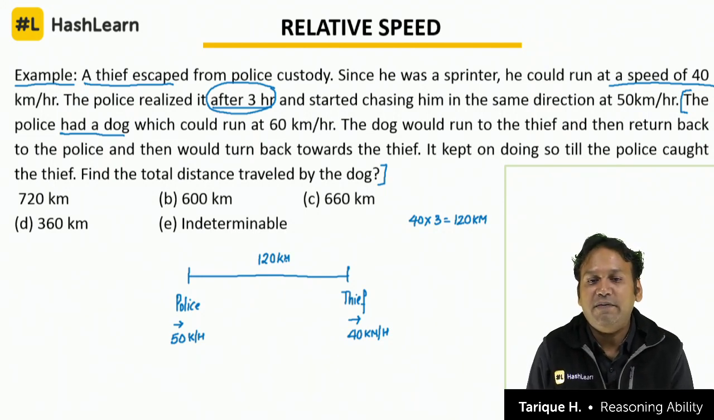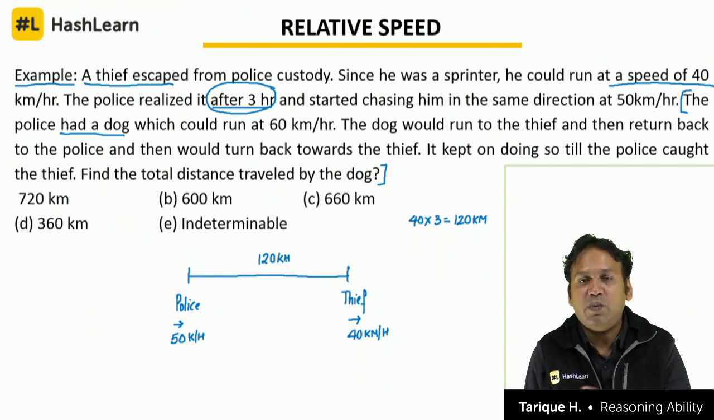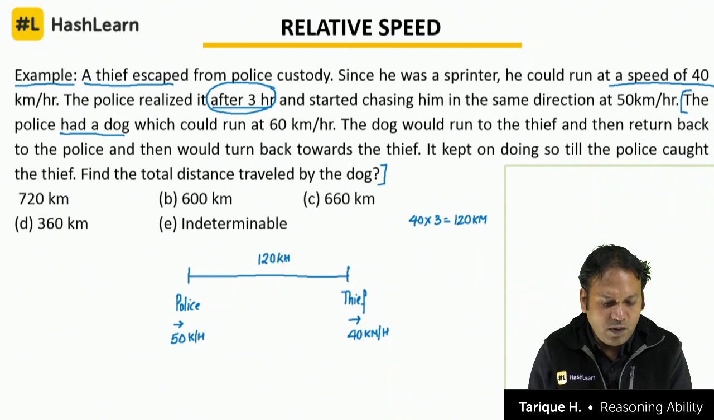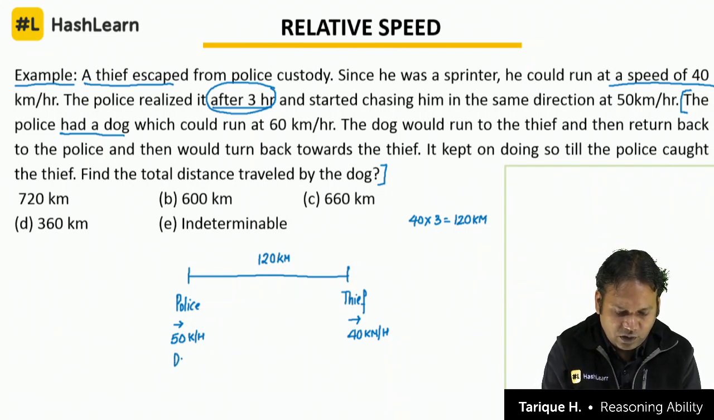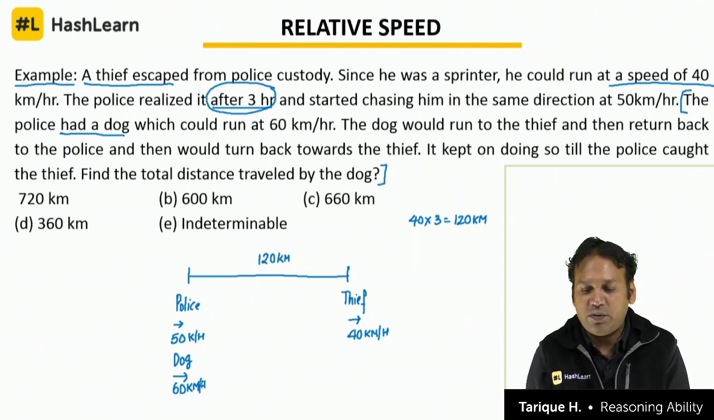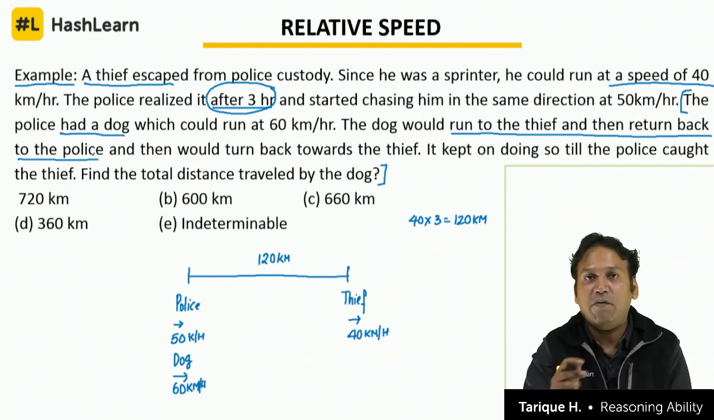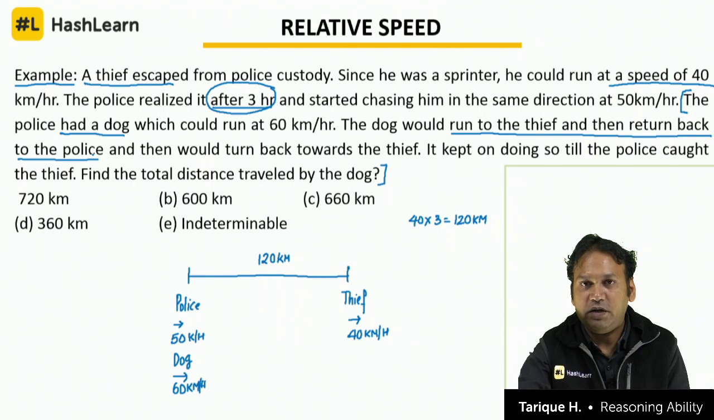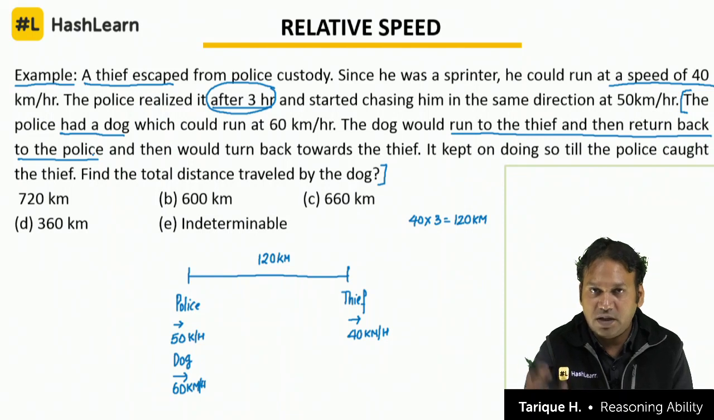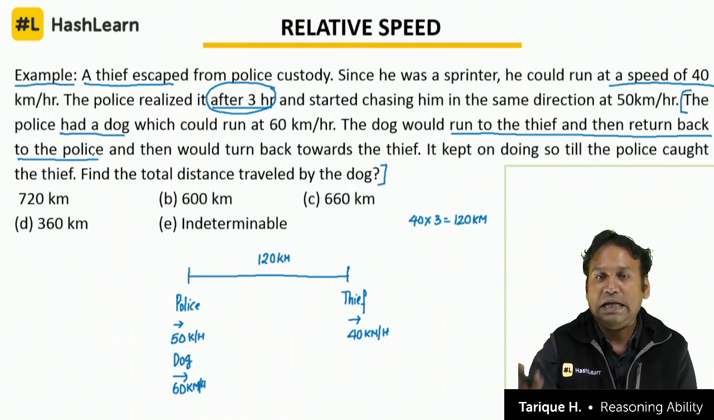So at the beginning itself there is a gap between the police and the thief, and that gap is how much? 120 kilometers. Now we will see the police also had a dog and this dog could run at a speed of 60 kilometers per hour. But dog is doing something unique. What is the dog doing? It would run to the thief and then return back to the police. वो to and fro हो रहा है, वो thief तक पहुंचा फिर वो return होता है पुलिस की तरफ, फिर thief की तरफ, again back to the police. Keeps on doing so till the time the police catches the thief.